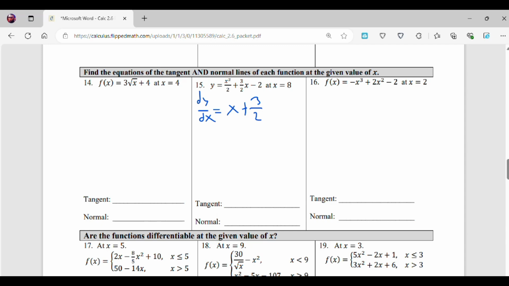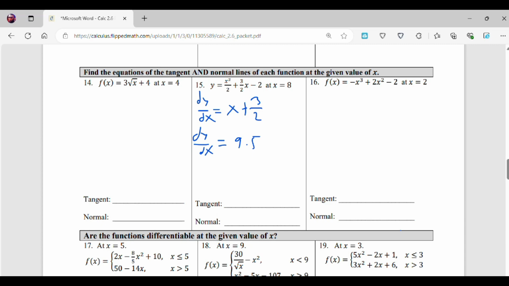Okay. Now we can plug in our 8. So 8 plus 3 over 2. So that is going to be 9.5, right? 3 over 2 is 1.5. So 8 plus 1.5 is going to be 9.5.